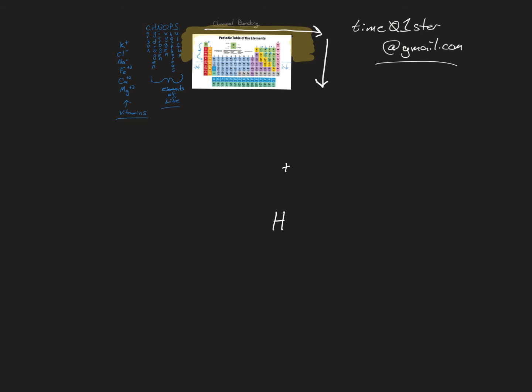The very smallest atom is hydrogen, and it only has a single proton. A hydrogen ion is just a proton, just one positive charge. There are no neutrons and no electrons, it's just a positive charge.